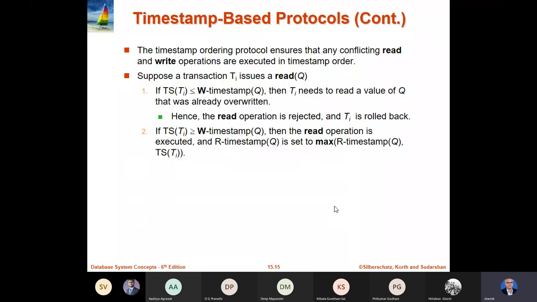So it is very simple: when this Ti is trying to read Q, we check the write timestamp of Q, and if the first condition is satisfied, then this Ti is not allowed to read, the read operation is rejected, and Ti is rolled back. Otherwise, Ti's read operation is executed, and the read timestamp of Q is set to the max of the read timestamp of Q and TS(Ti).